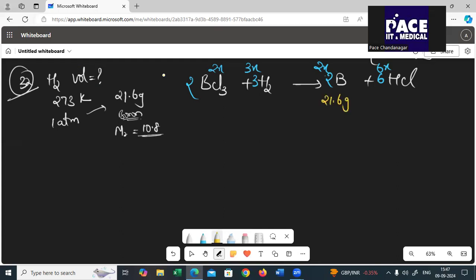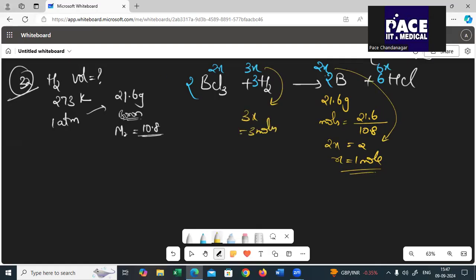21.6 grams of boron is what I got. I write my moles first here. Moles is given mass by molar mass. So this is 2. So here my 2x is equal to 2 moles, which means x is equal to 1 mole. And here 3x moles is required. 3x matlab 3 moles is required for this. And 1 mole is always 22.4 liters. So 3 moles will be 3 into 22.4 liters. That will be somewhere around 67.2 liters is your volume occupied.